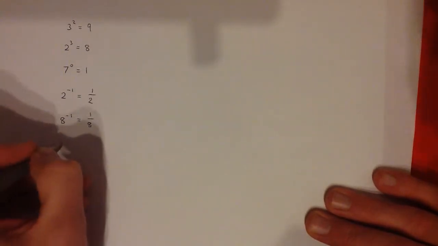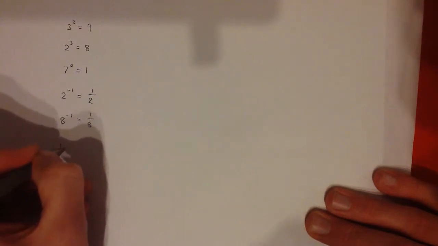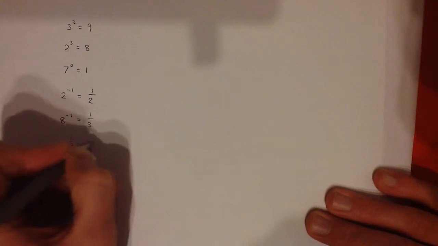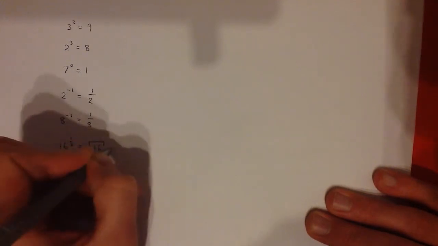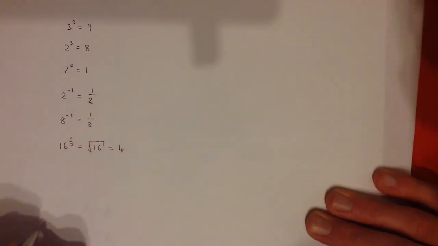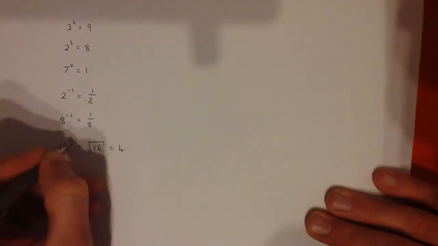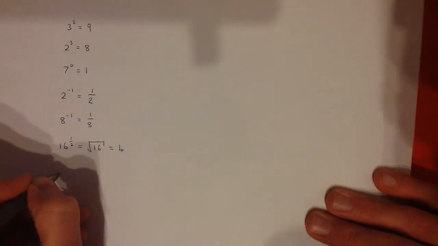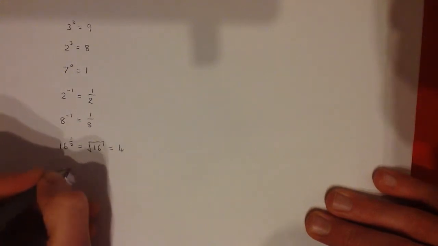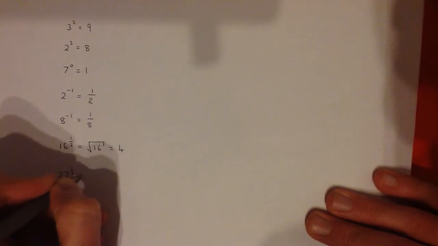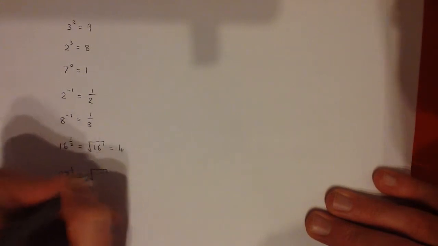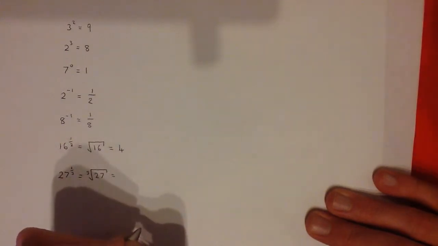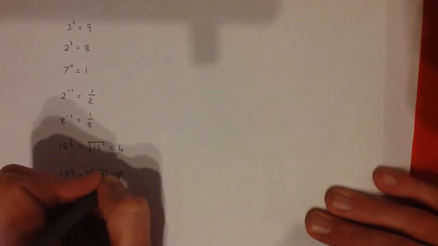Other rules we need to know just represent things we know in a slightly different way. For example, 16 to the power of 1/2 is just another way of writing square root of 16, which we know to be 4. A power of 1/2 is square root, so a power of 1/3, quite naturally, is cube root. So 27 to the power of 1/3 is 3.